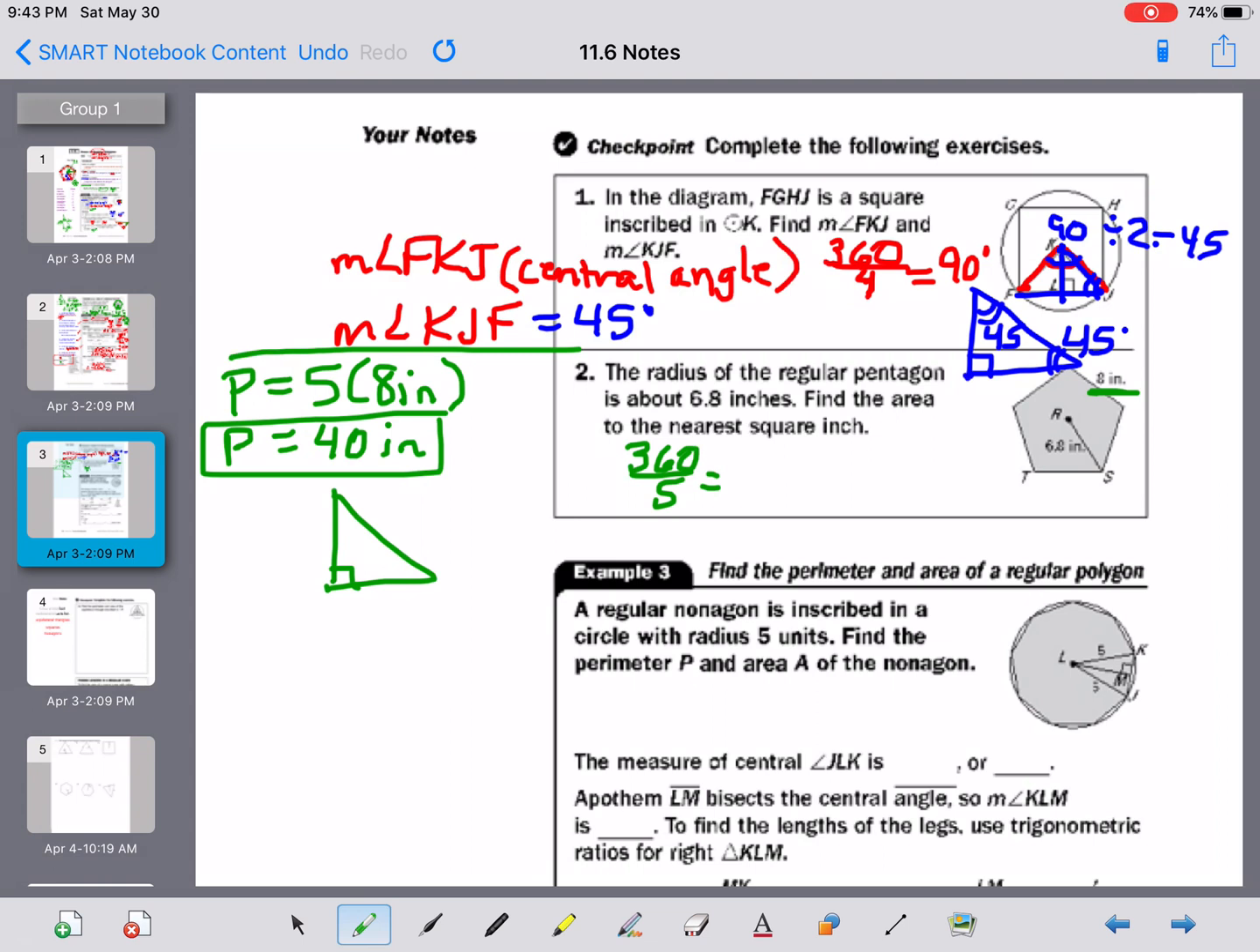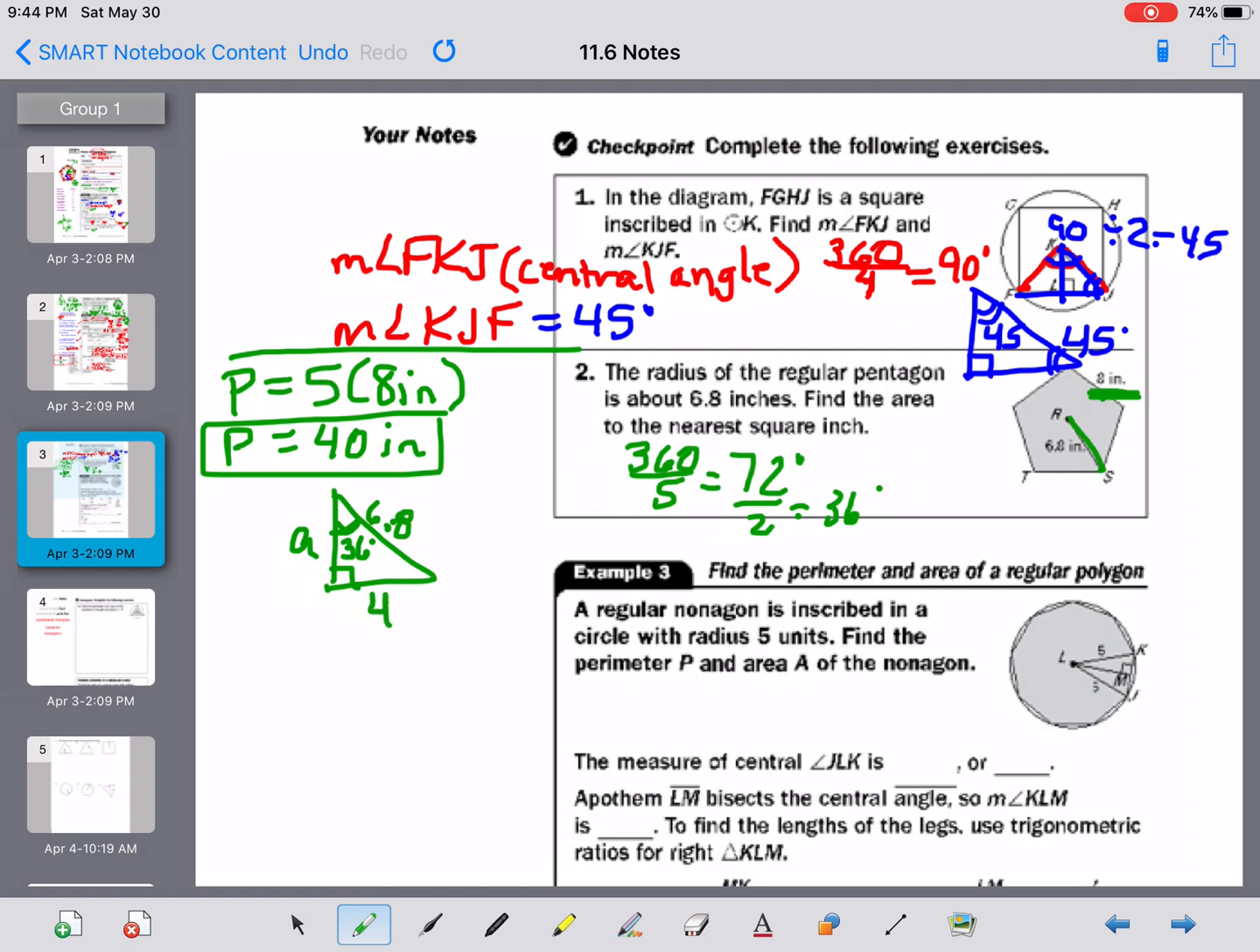So when I go to label this triangle, I always put half of that. So what's half of 72? 36. So I get a 36-degree angle at the top. They gave me the radius over here is 6.8, so I can label the radius. And I'm looking for my apothem. This is the information they give me. They did give me the side was 8, and so my half side is 4.